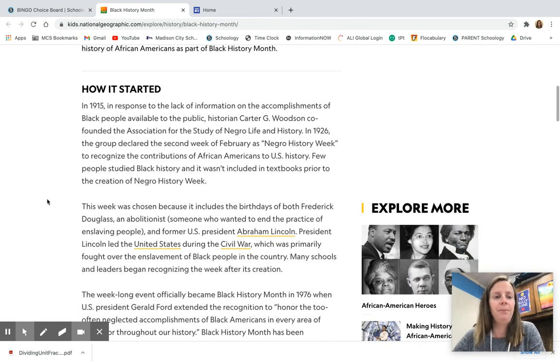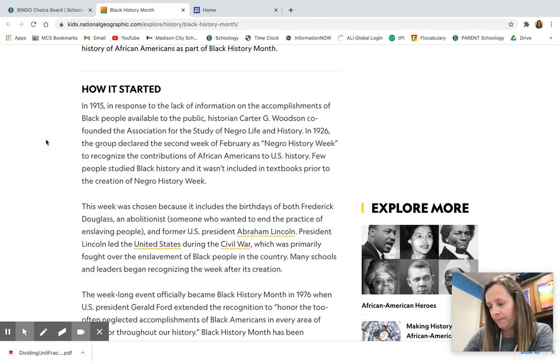Let's look at an example. In 1915, in response to the lack of information on the accomplishments of Black people available to the public, historian Carter G. Woodson co-founded the Association for the Study of Negro Life and History. I'm going to stop there because just that sentence is a lot. I'm going to ask myself, what am I learning? And notice I am not going to put my eyes back on the article quite yet. I'm going to challenge myself to recall something from the article.